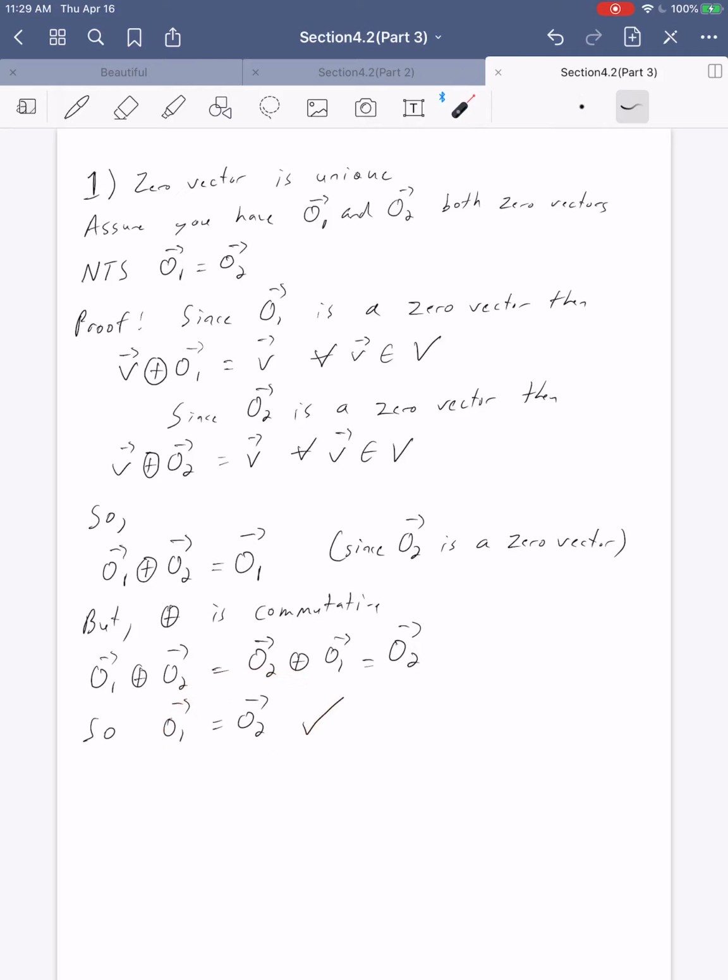So when we say the 0 vector, we really mean the 0 vector. There is only one 0 vector out there. Okay, so that proved the first one. Let's take a look at the next. For 2, we need to show that the 0 scalar multiplied with v is equal to the 0 vector for all vectors v in V.